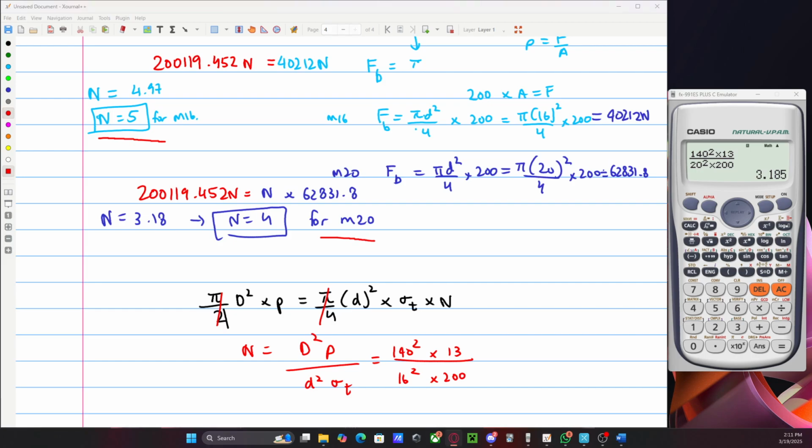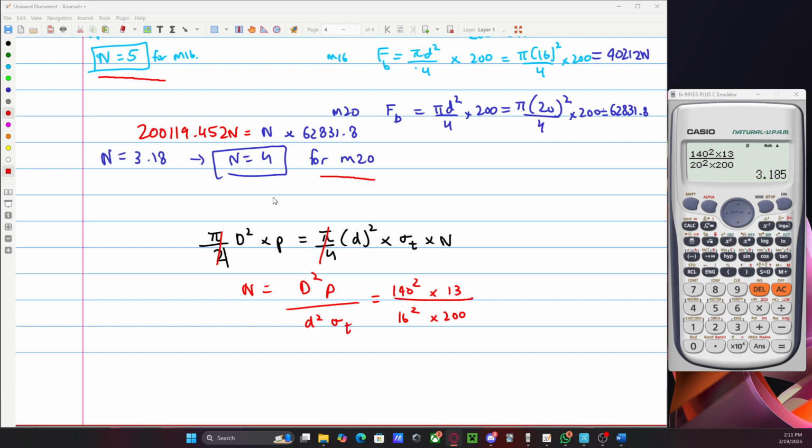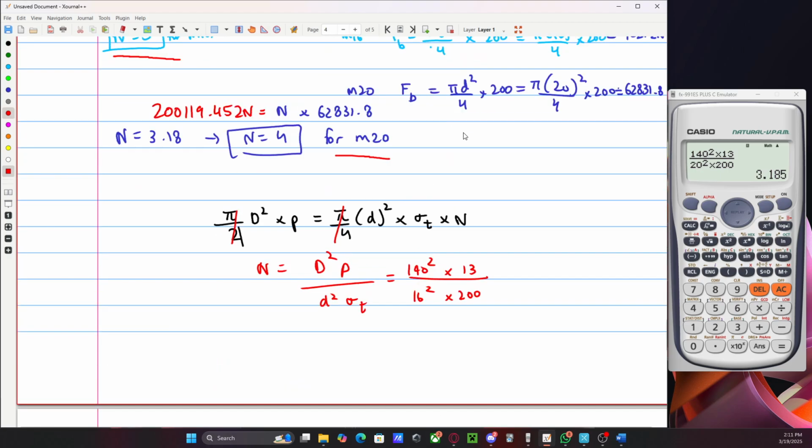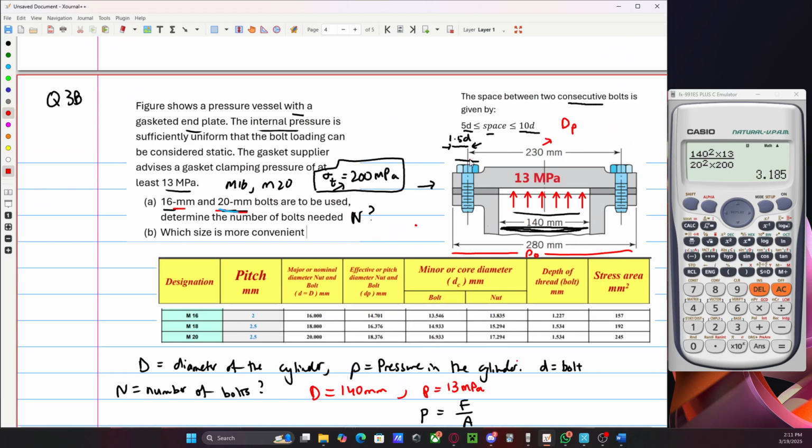So now, how do I work out the spacing? Now we have to look at the spacing, right? Okay. So part B, let's add another page. So part B, we know that we have 5 bolts for M16, and we have 4 bolts for M20. Now the spacing that we have to work out, what are we working with? If you look over here, we're working with only this spacing. We're working with 230 millimeters.